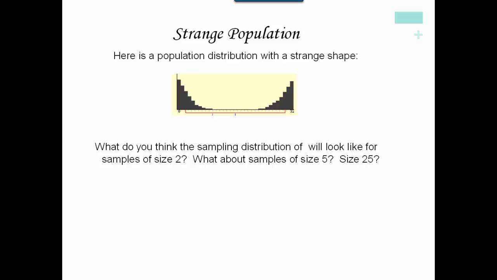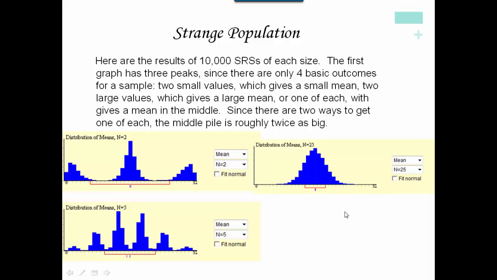Here's a population distribution with a strange shape. What do you think the sampling distribution of x bar will look like for a sample size of 2, 5, and 25? Again, no matter how strange it looks to begin with, as the sample size increases, the sampling distribution would look more like that of a normal distribution.